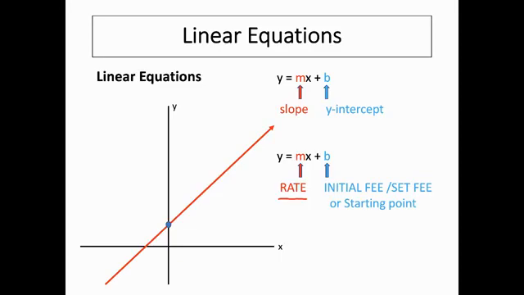Slope becomes rate. The y-intercept, or the b term, can be thought of as the initial fee or set fee. So this is like the sign-up fee, right? If you join, it's $10 to join and then $1 an hour after that. Or think of it as the starting point of your line or the starting point of your graph.